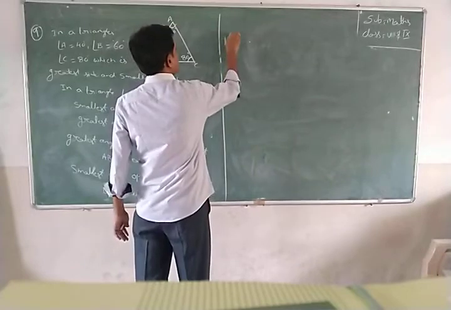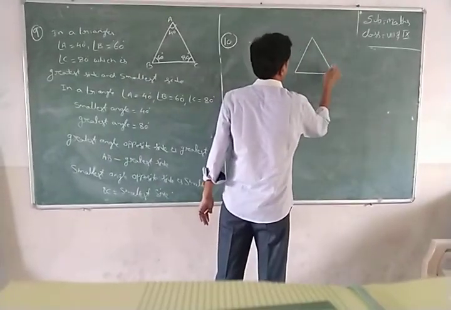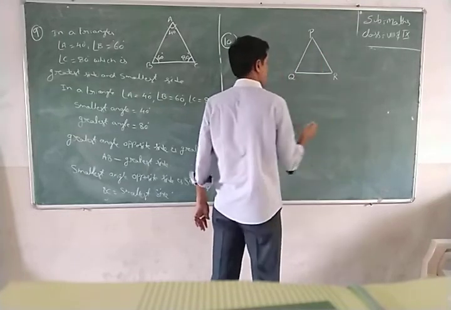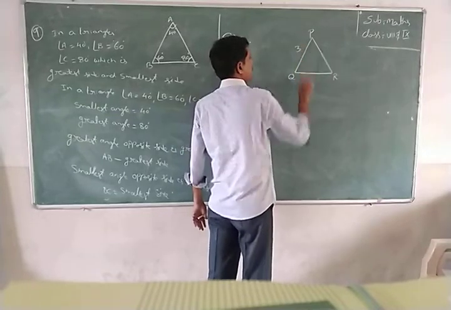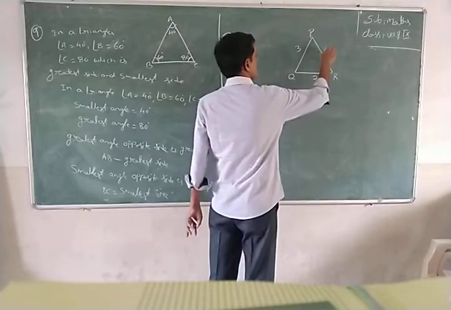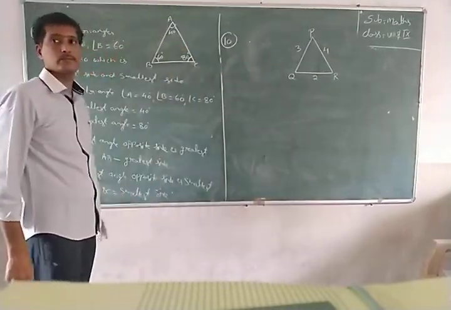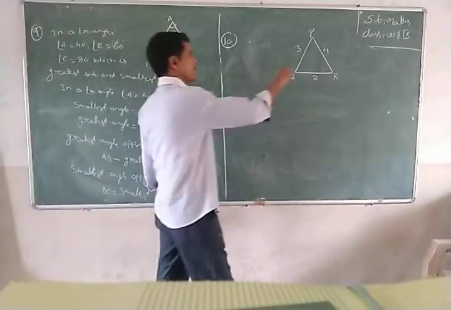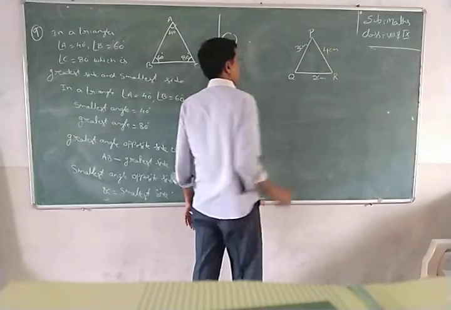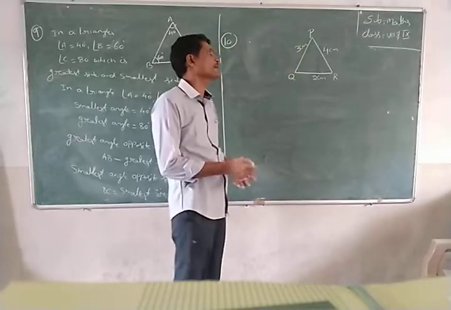Suppose sides are given. One triangle is given, with vertices P, Q, R. Here 3, 2, and 4 are given, in centimeters or meters, whatever your choice. Here 3 centimeters, 2 centimeters and 4 centimeters are given.